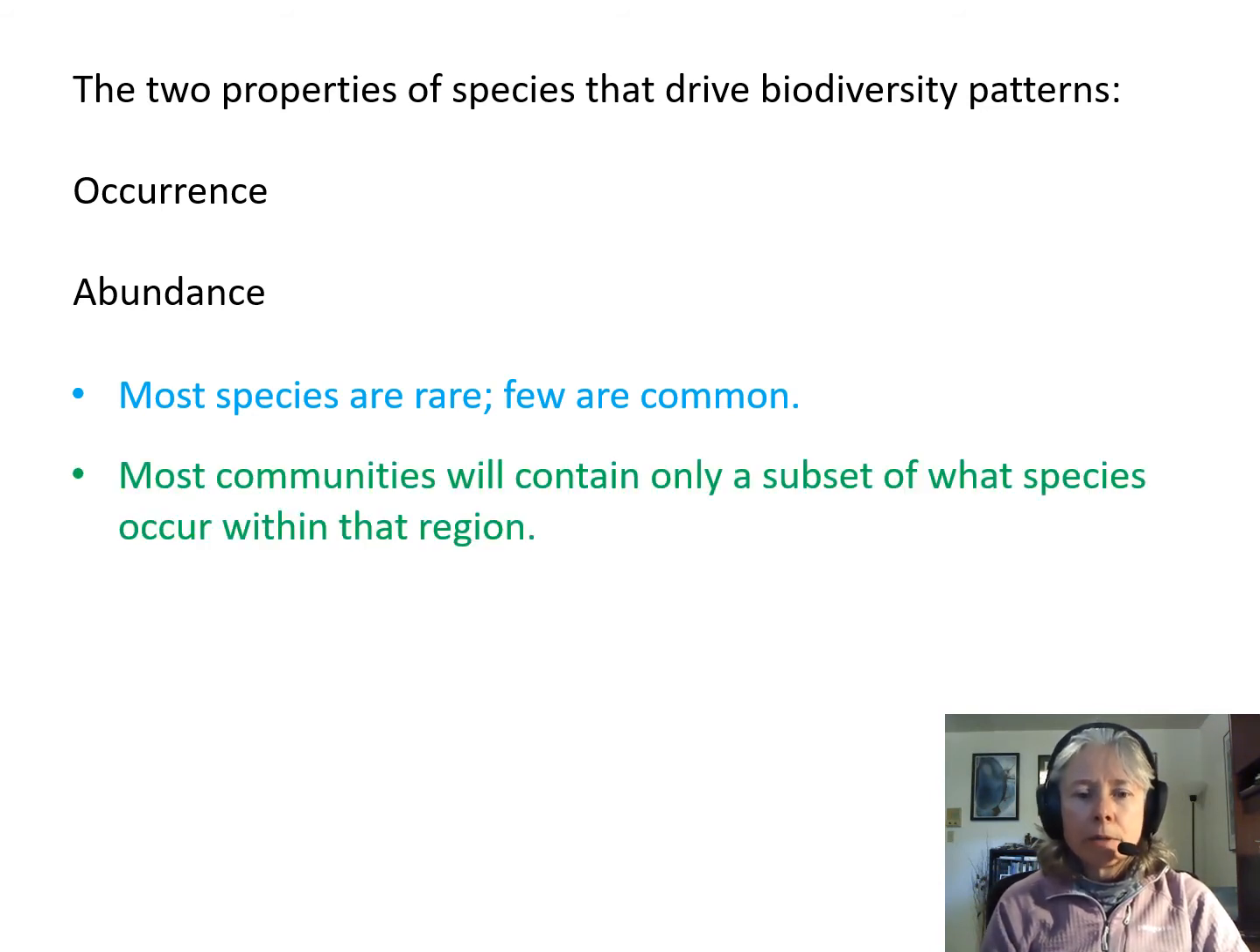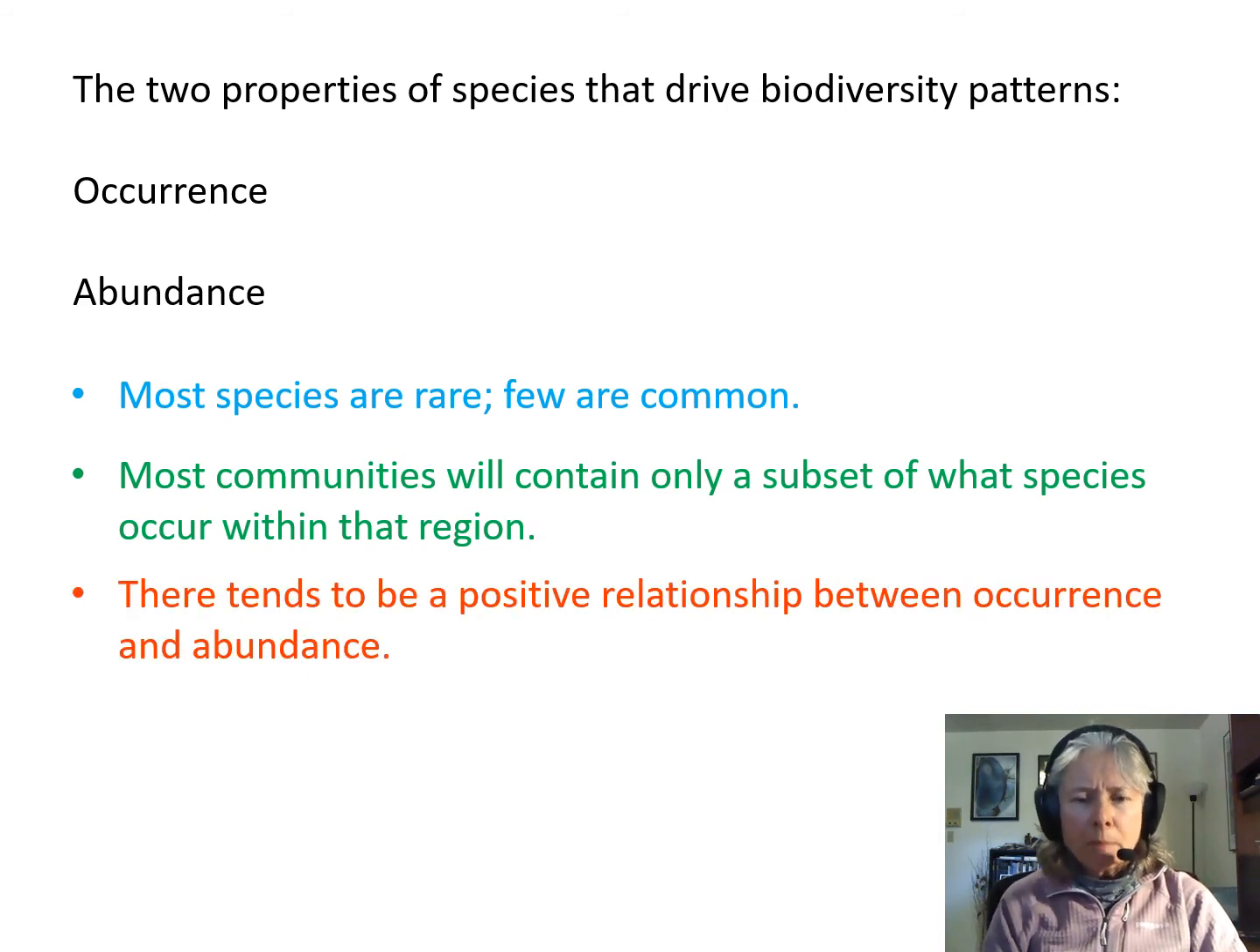The second pattern is that most communities will contain only a subset of what species occur within that region. So not all species present within a given region, in other words, the region's species pool, will be present in any given community for a variety of reasons that may relate to resource partitioning, for example, resource limitation, dispersal limitation, biotic interactions, or chance, or all of the above. And so therefore, what you'll see is a representation of what could be there.